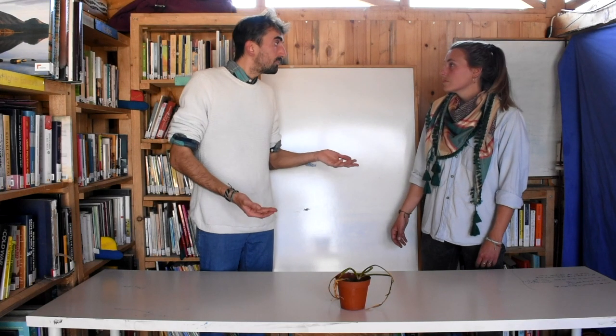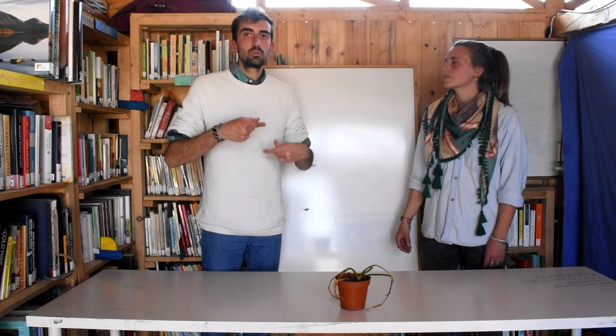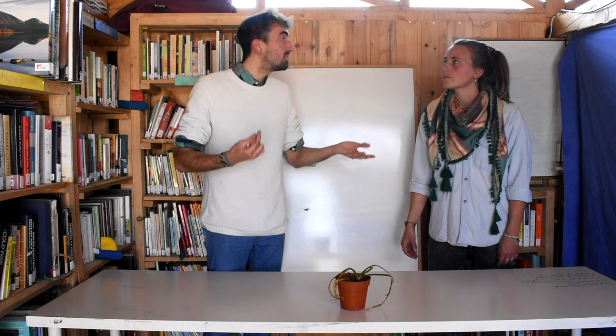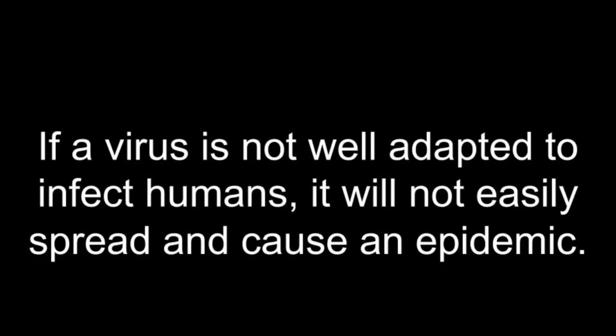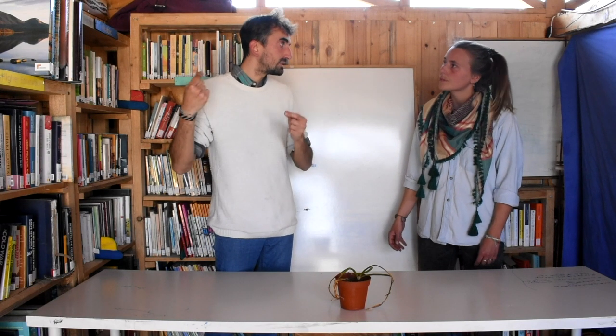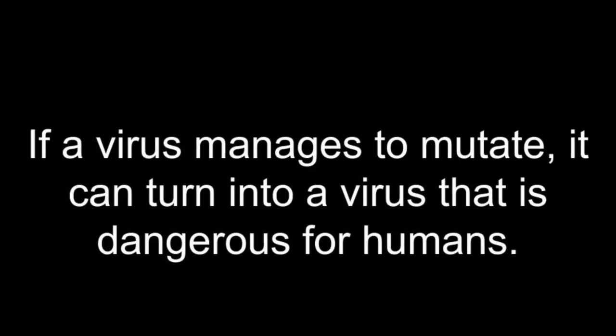So anyway, even if they jump, if the virus is not prepared enough to be really infectious in your body and to be able to jump to another person, maybe one person gets infected, this person dies or cures, but the virus doesn't jump to another person, then we don't face an epidemic. But if the virus manages to jump really fast by maybe mutating, as we saw in the class yesterday, then this can develop into a new virus that is dangerous for the human race.